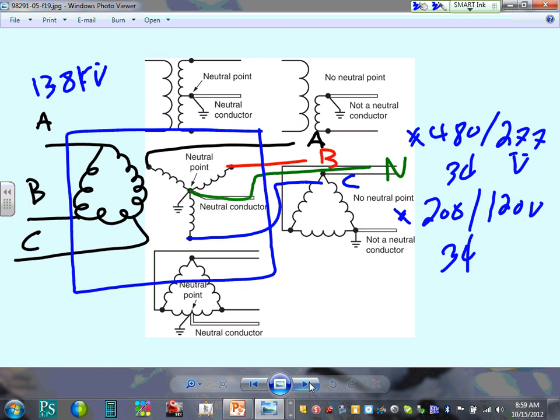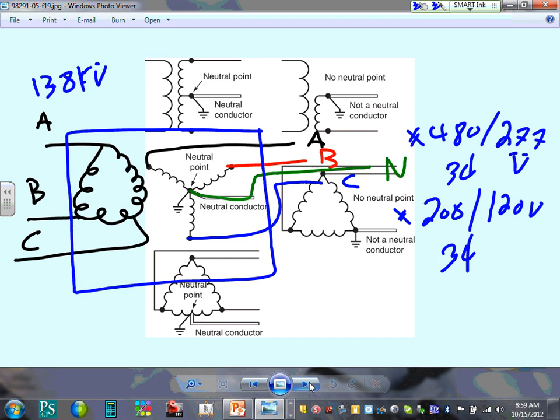So this side is the utility side. The Y is going to drop the voltage down when you transfer from the delta to the Y. But is it still 480 instead of the 240, 120? Well, you have to decide. Do you want a transformer that gets you 480 service, or do you want a transformer that gets you 208 service? This is a decision that you make.